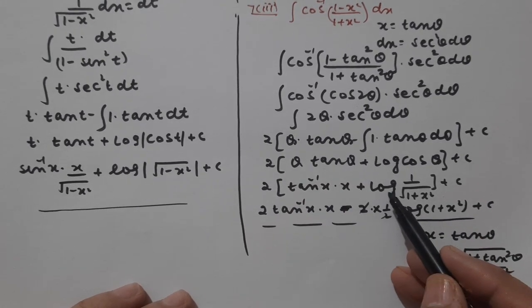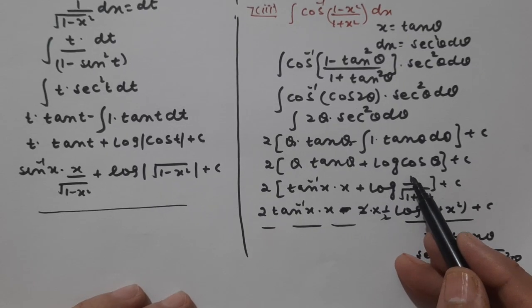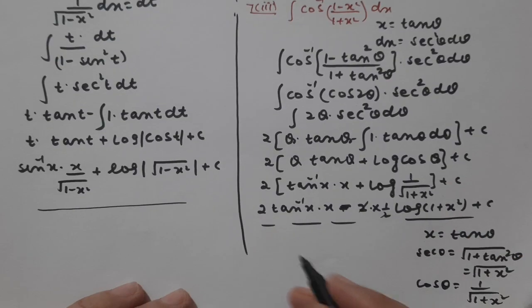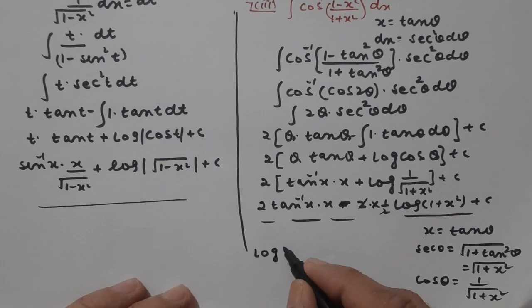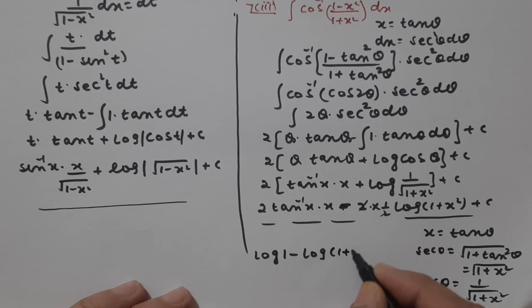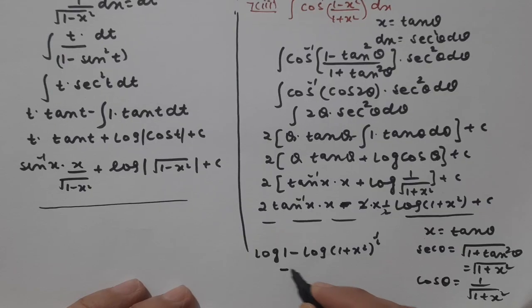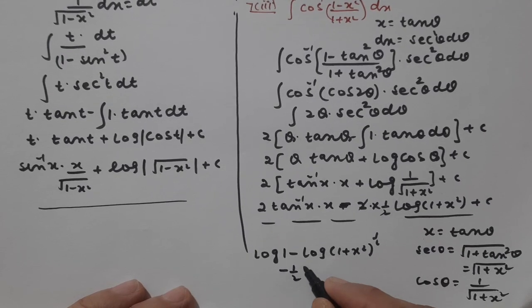यहाँ पर आपने इन log m by n का फॉर्मूला लगाना है, जो कि क्या होता है log 1 minus log under root 1 plus x square. I write over here. We write like this: log 1 minus log 1 plus x square its power 1 by 2. Log 1 is 0. So we get, and log m power n is n log m.